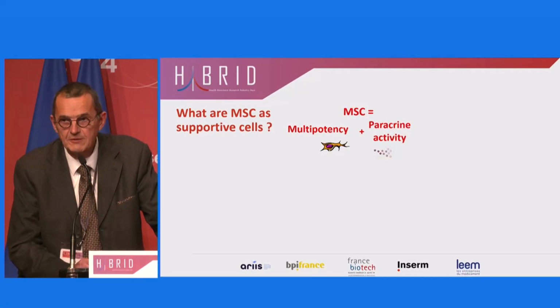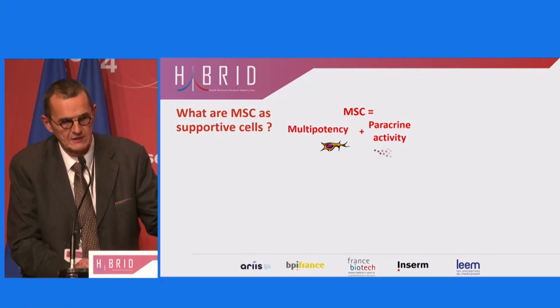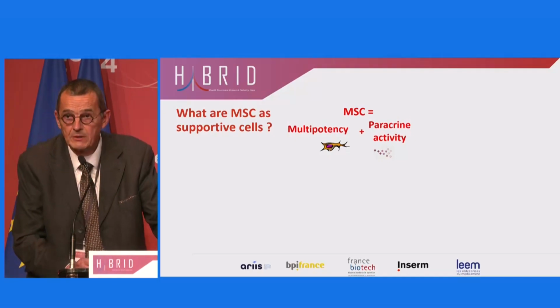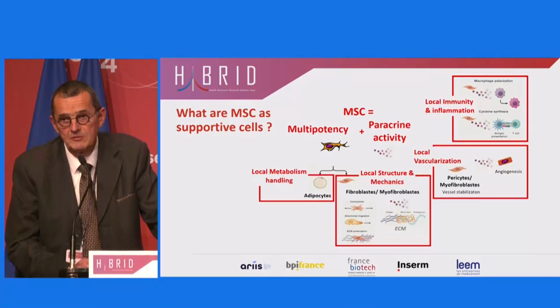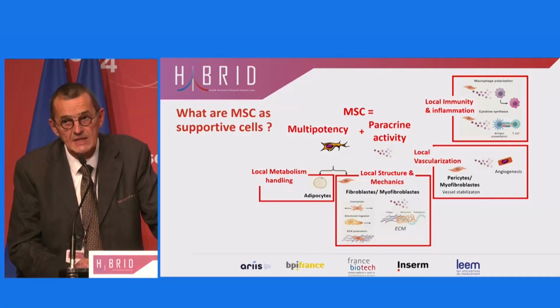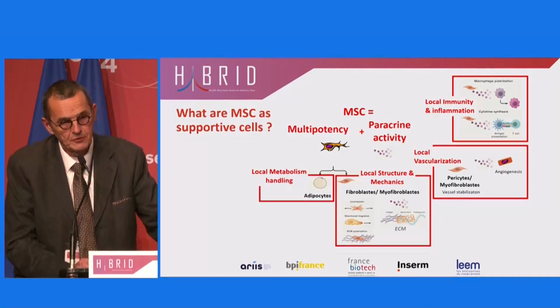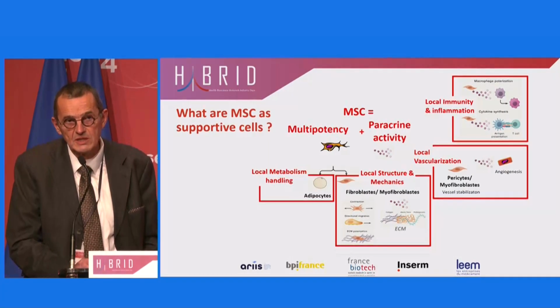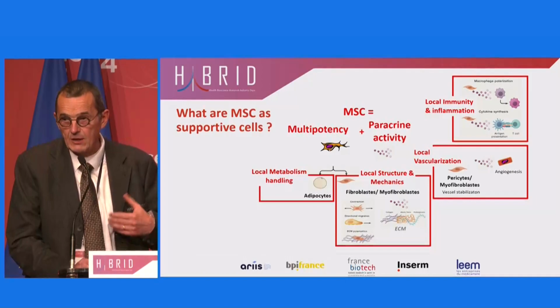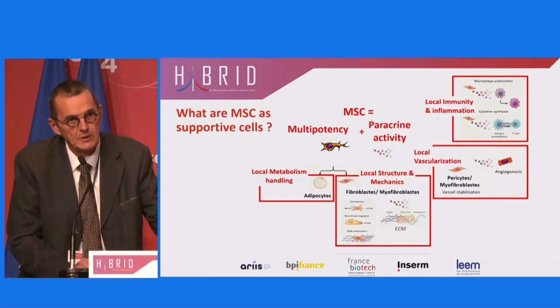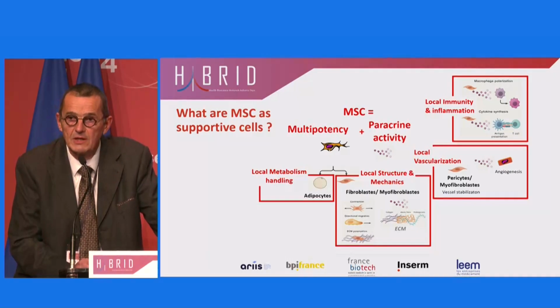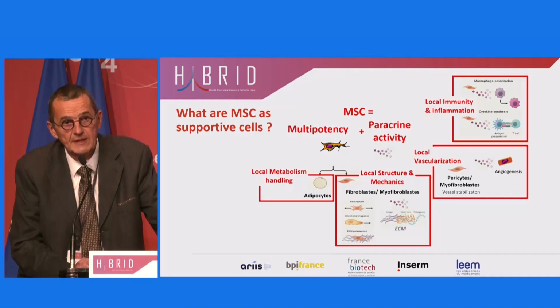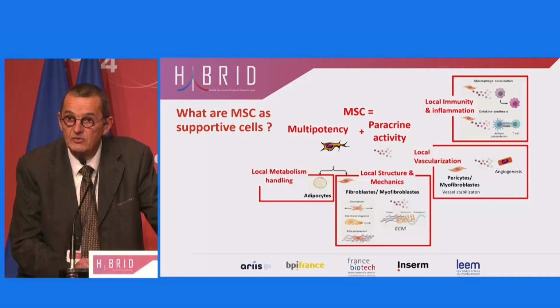Because in fact, they have many functions. Of course, they are multipotent. The name is stem or stroma cells, but also they display a great paracrine activity. And through these different activities, they are able to manage a lot of things in the stroma and in all tissues. The first point is they are able to manage the inflammation and the immunity with a capability to interact with all immune cells. They are also able to manage vascularization through the secretion of angiogenic factors, but also through their capability to behave as pericytes and to stabilize vasculature.